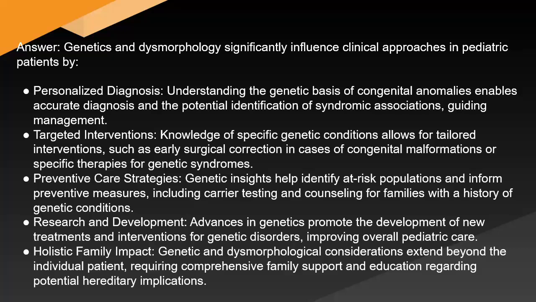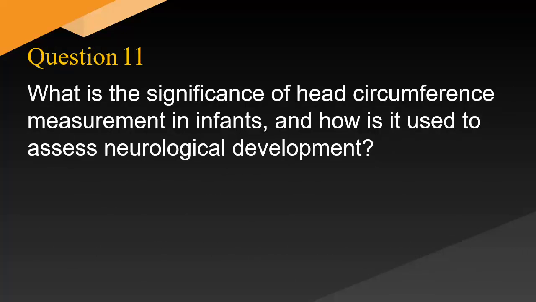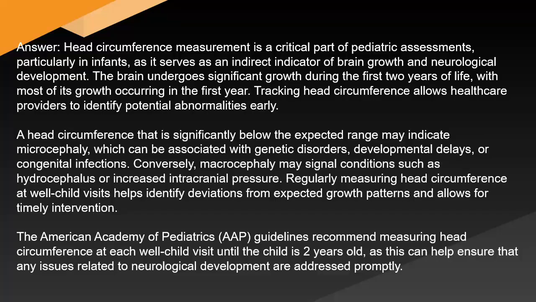potential hereditary implications. What is the significance of head circumference measurement in infants, and how is it used to assess neurological development? Answer: Head circumference measurement is a critical part of pediatric assessments, particularly in infants, as it serves as an indirect indicator of brain growth and neurological development. The brain undergoes significant growth during the first 2 years of life, with most of its growth occurring in the first year. Tracking head circumference allows healthcare providers to identify potential abnormalities early.